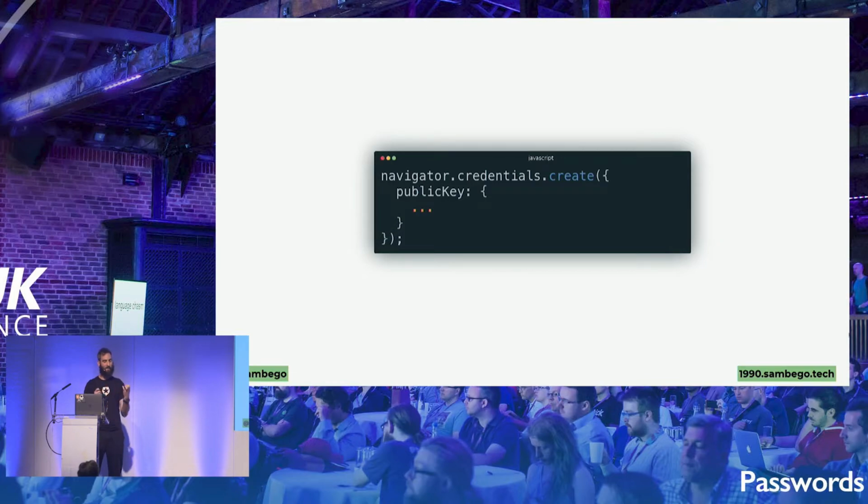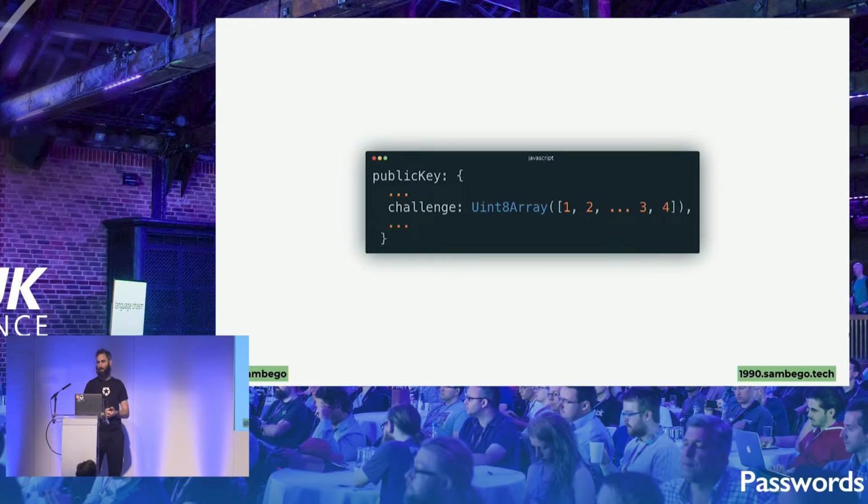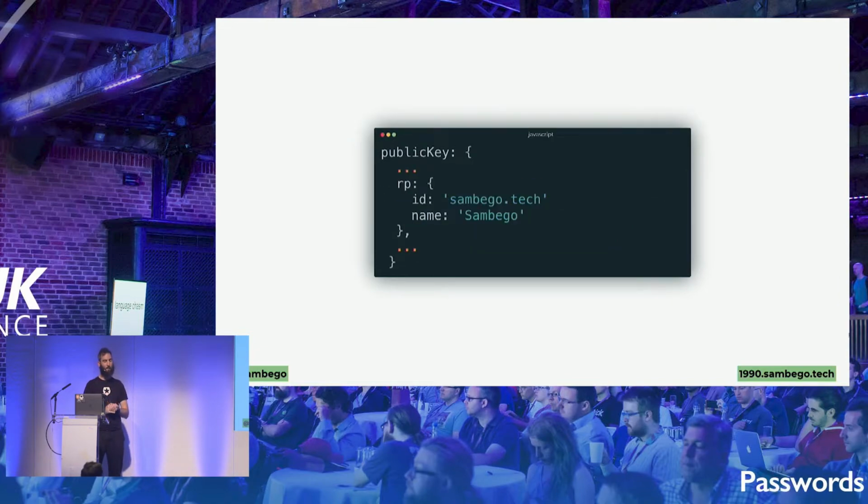And if you look at that little bit of configuration that you can give to it, the first thing, obviously, is a challenge, the thing we need to sign with our private key, the random array buffer, or the array buffer containing random data. Next up, we can tell it a bit more about the relaying party, which is your application itself. It's your website URL. You don't have to give it. It usually takes the one you're on already, and maybe the name of your relaying party as well.